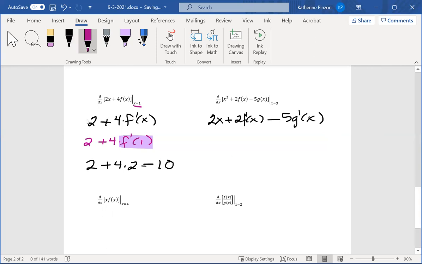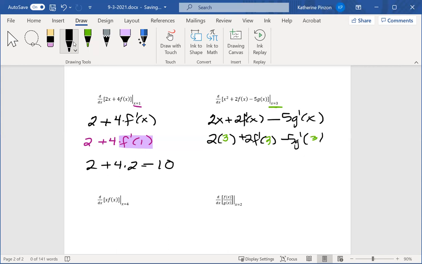Okay, now I got to do this part. Let me get a new color. I got to do this part, plug in 3 for x, right? Everywhere I see an x. So this is going to be 2 times 3. I'm plugging in 3 for all the x's. Plus 2f prime of 3 minus 5g prime of 3.